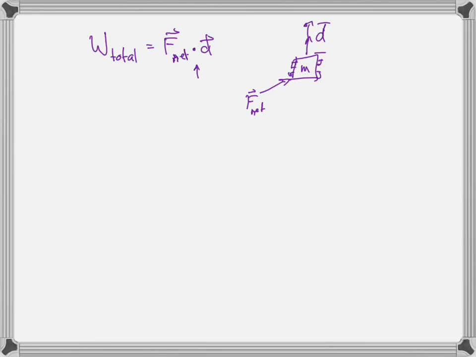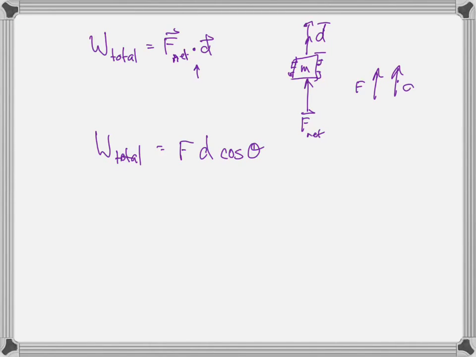Instead of having my force possibly come at an angle, let's pretend that I exert a force in that direction. So then I don't have to worry about the dot product. The total work done is equal to the magnitude of the force times the magnitude of the displacement times the cosine of the angle between the force and the displacement vector. The force vector is going that way, the displacement vector is going that way, so the angle between them is 0. So it's F D times the cosine of 0, and the cosine of 0 is 1. So the total work done is F times D.